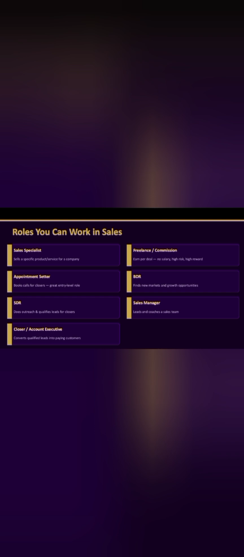Another one is the closer or account executive. These people convert qualified leads into paying customers. Like I said earlier, the SDR and the appointment setter do a different role and hand it over to the closers. So the account executive and closer is the person they'll hand it over to. These are the people that will do the final arrangement and make the prospect come to a definite decision. If they need to pay, they will pay. If they need to exchange something, they will exchange something. All that will be done by the closer and not you.